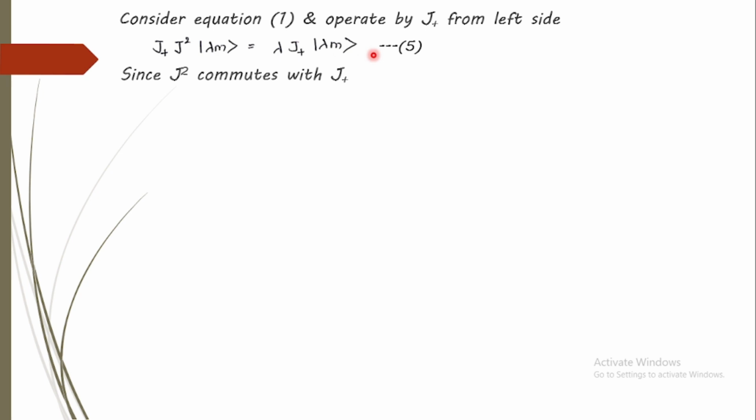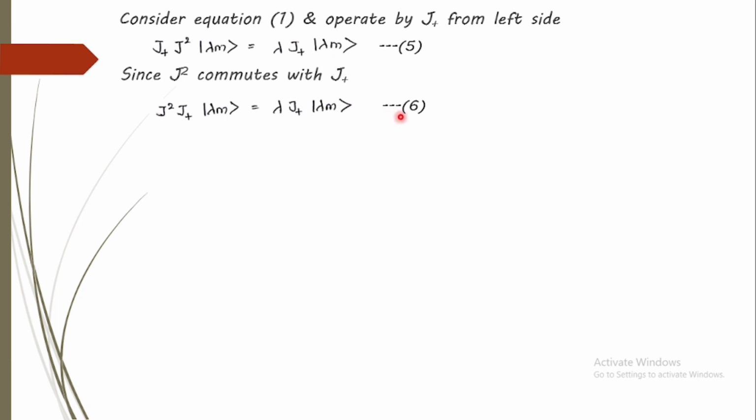When both are commuting, the commutator of j square with j plus equals 0, meaning AB minus BA equals 0. So j square j plus minus j plus j square will be equal to 0. We can write j square j plus equals j plus j square, so these two can be interchanged. Thus we can write equation 5 as j square j plus ket lambda m equals lambda j plus ket lambda m. Let's call it equation number 6.